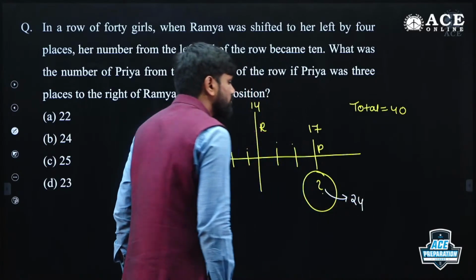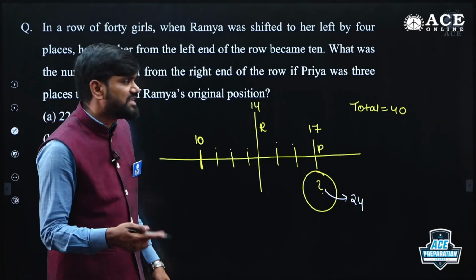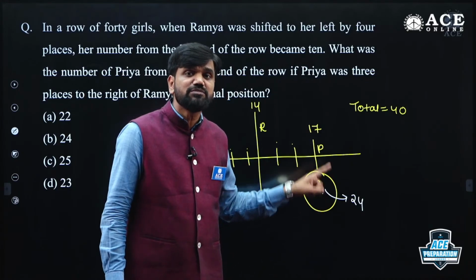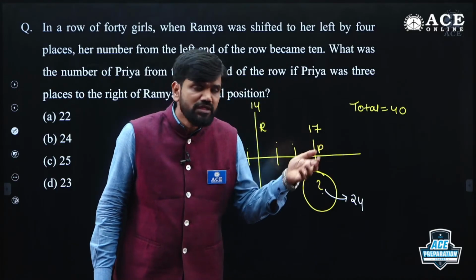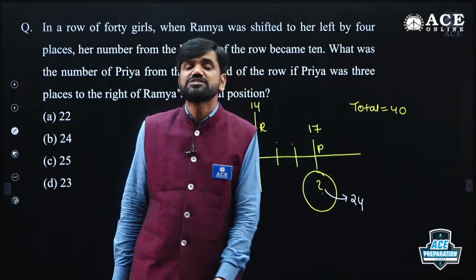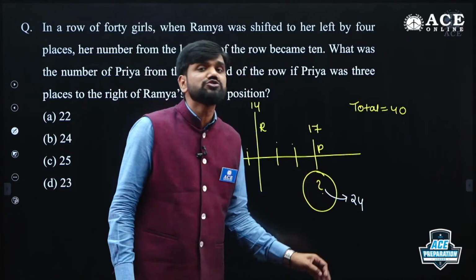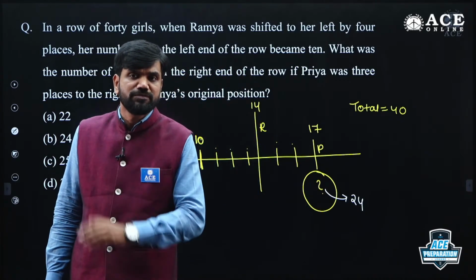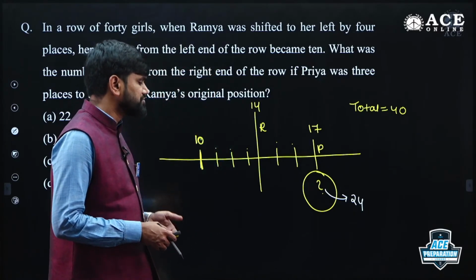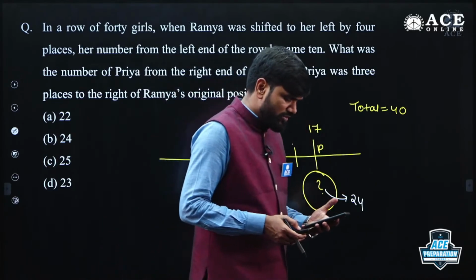24. That's what I have already told. I have been repeatedly saying the position of the same candidate from both the ends will always add up to 1 more than the total. That means these two together must add up to 1 more than 40, that is 41. For that to happen, this question mark should be 24. Is that clear? If there is any doubt, please do tell me. Otherwise, I will move on to the next one.